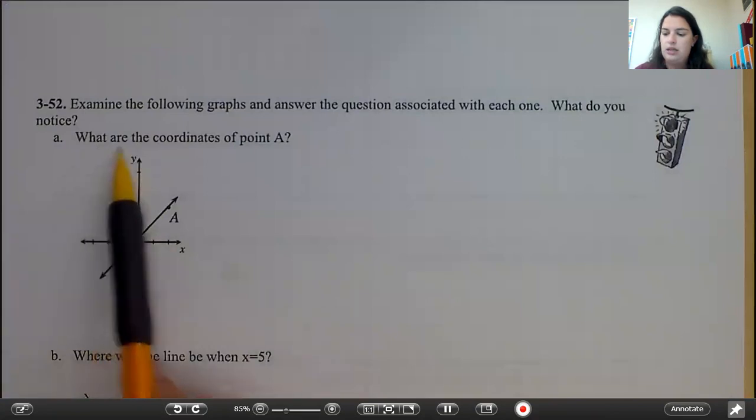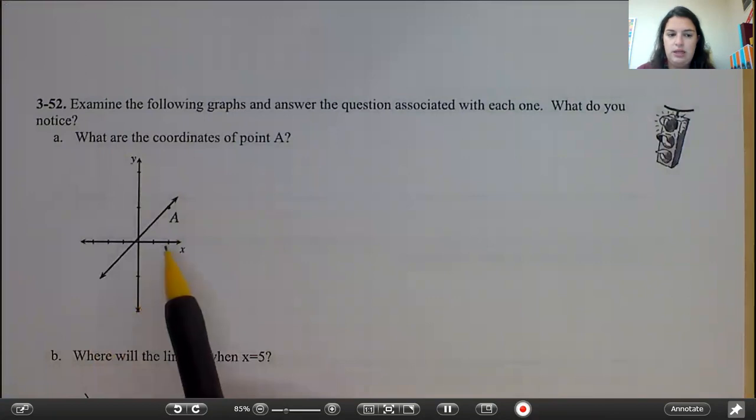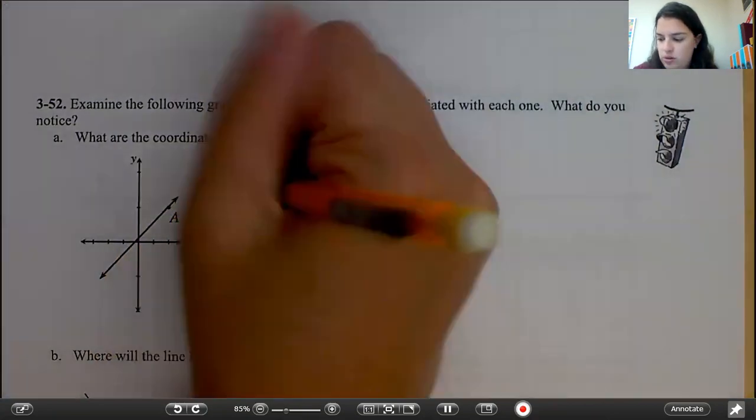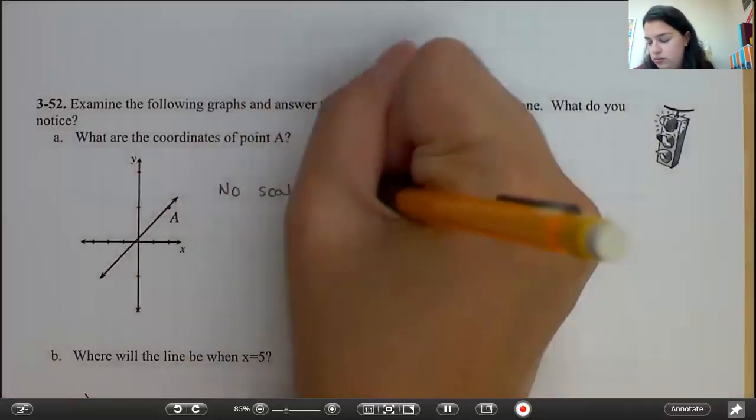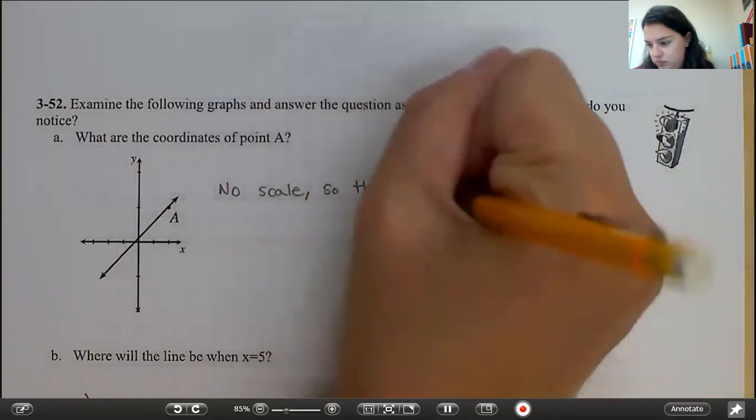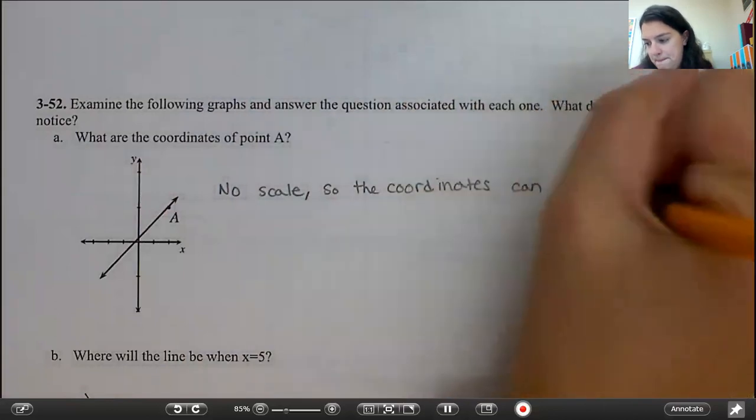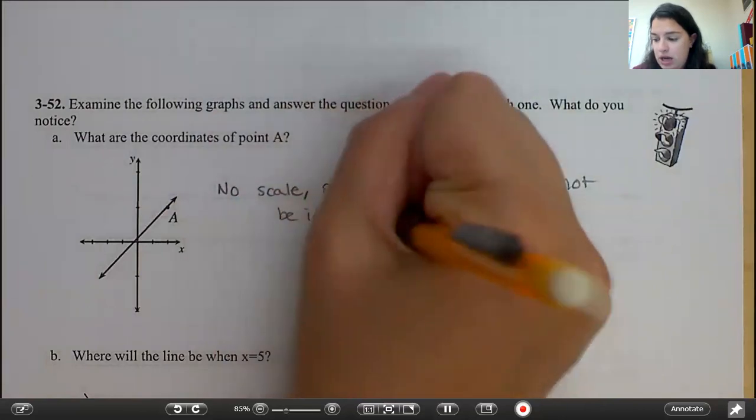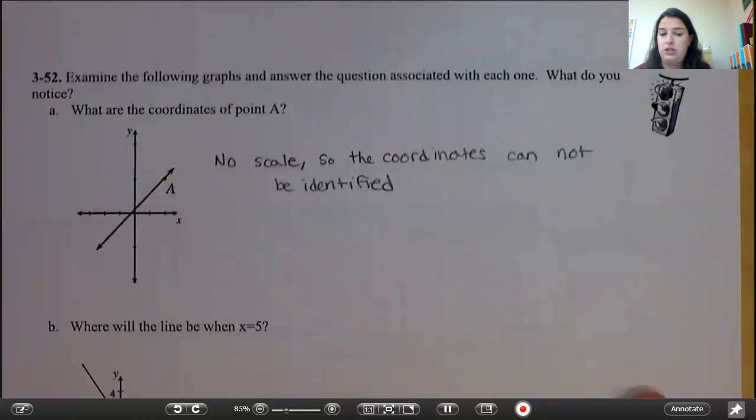Part A says, what are the coordinates of point A? Hopefully, you would have realized that you don't know what they're scaling by. So to figure out the coordinates of point A, it's not possible because there's no scale. This is why we always say how important it is that you label your graphs and your scales when you are in class.